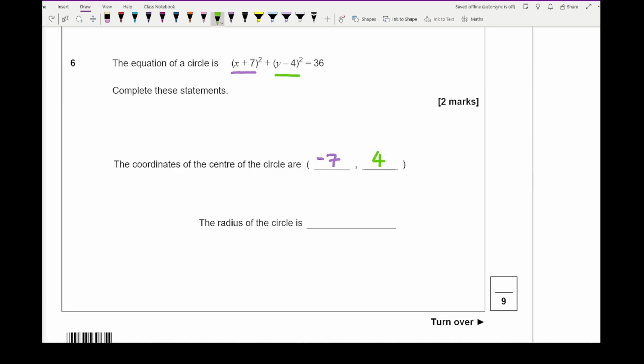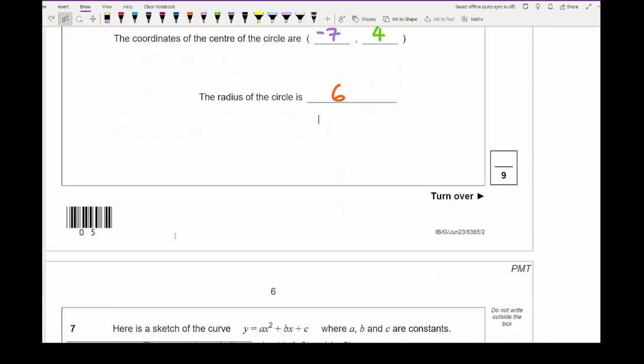And then this value here is the radius squared. So if r squared equals 36, the radius is going to equal 6. It can't equal minus 6 because radius is a length and you can't have negative length. So the radius there is positive 6.